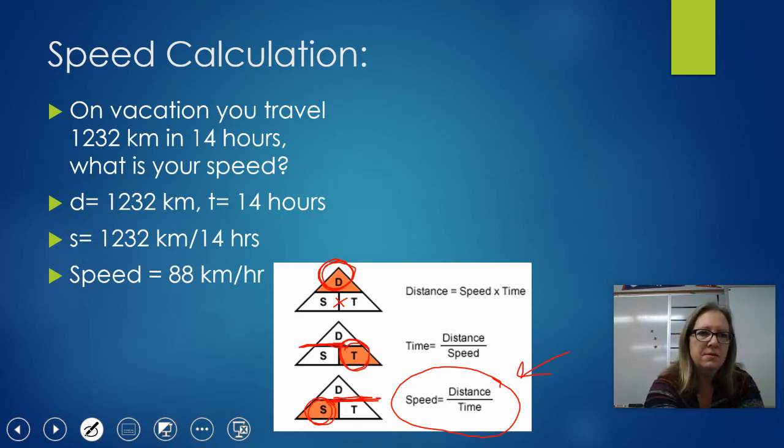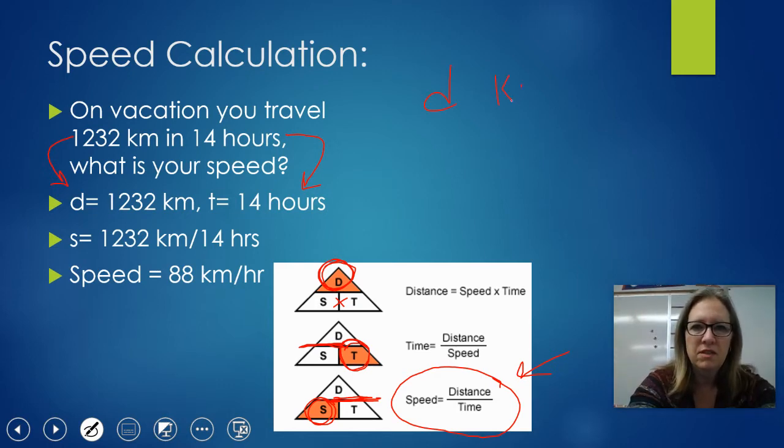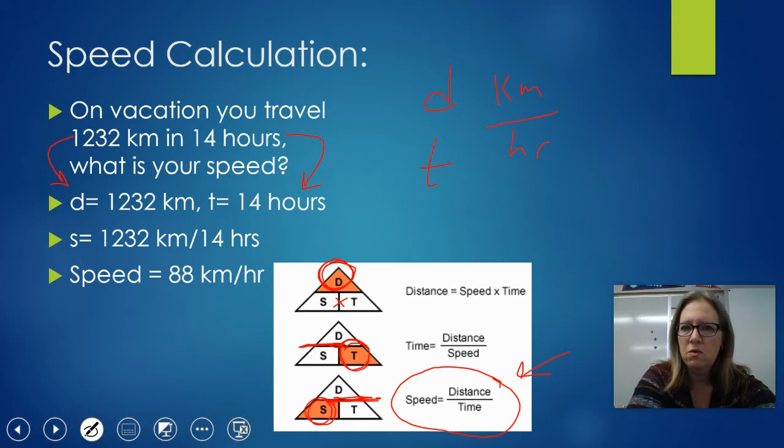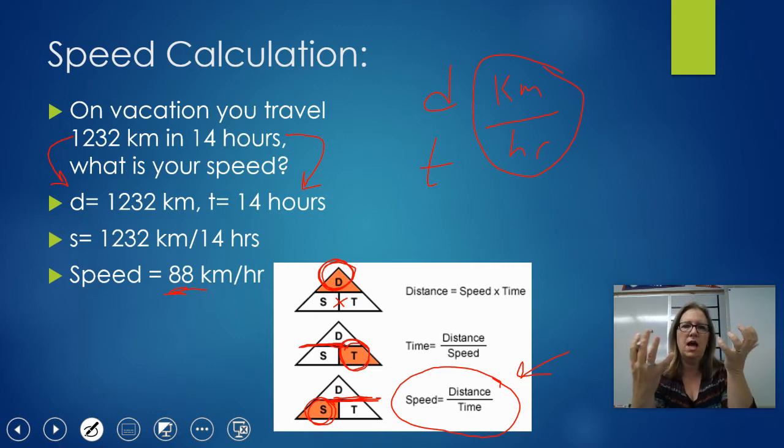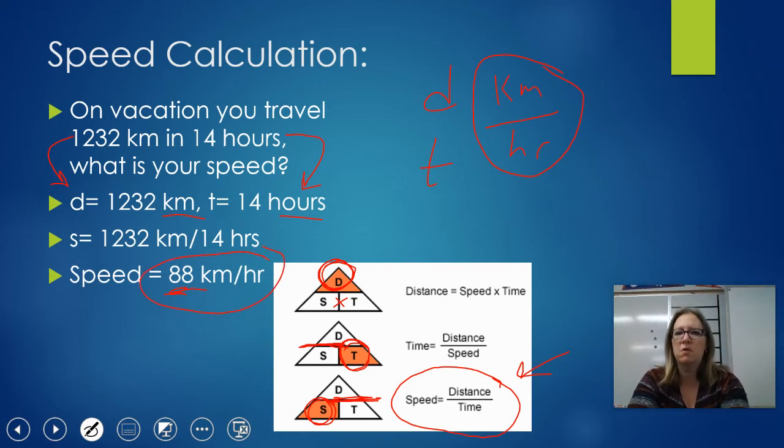So our distance is the 1,232 kilometers, and our time is the 14 hours, and we divide those two things, okay? Distance for this example is in kilometers. Time was in hours. And whatever those numbers divided are, there's our number, but we also have to pay attention to the label. It's always going to be a distance per time, and you want to use the same units that were given to you in the problem. So this is 88 kilometers per hour, okay?